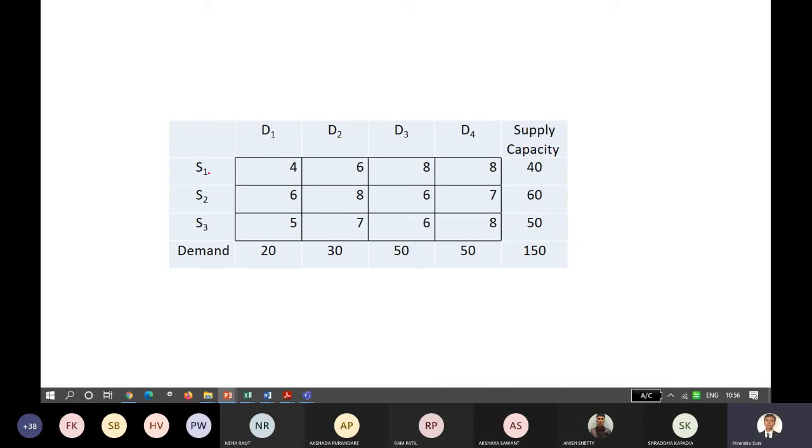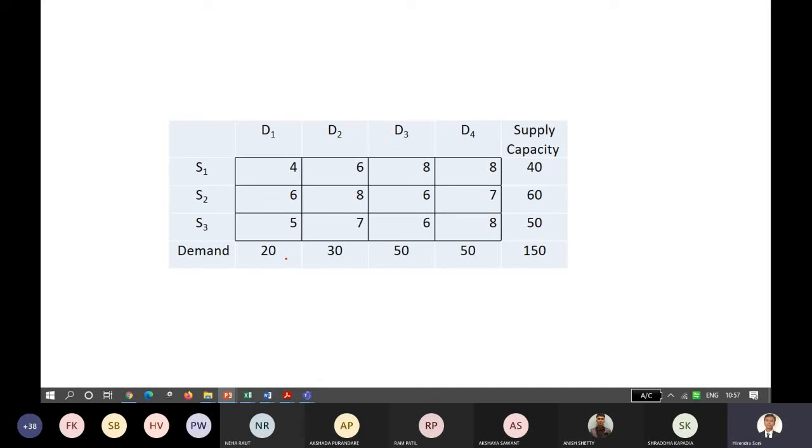So supply source 1 has a capacity of say 40 tons. Supply source 2 has a capacity of 60 tons. Supply source 3 has a capacity of 50 tons. Altogether, the total capacity is 60 plus 40 is 100 plus 50 is 150. Are we okay with this? Yes, sir.